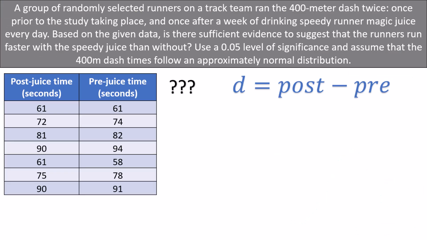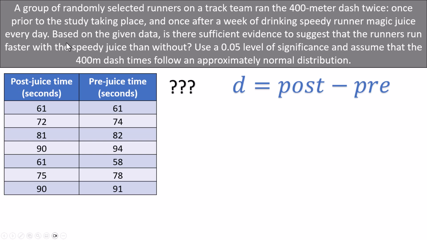All right, so let's go ahead and give you a problem to try. So we have a group of randomly selected runners on a track team, and they're going to run the 400-meter dash twice. Once prior to the study taking place, and then a second time after a week of drinking Speedy Runner Magic Juice, which does not sound like that would be within the confines or the rules of maybe 400-meter dash running.